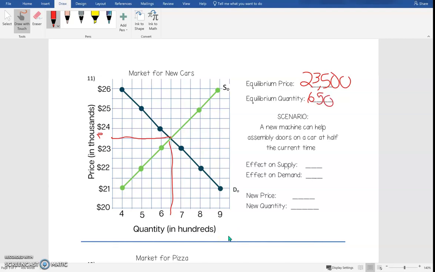Okay? Now we have a scenario that we need to look at. A new machine can help assemble doors on a car at half the current time. So if I have a new technology, that's going to affect the supply. Okay? Is it going to shift it to the left or to the right? It's going to shift it to the right because supply will increase. Okay? So now, my new price, my new quantity. So that was Q1. Here's Q2, P2.